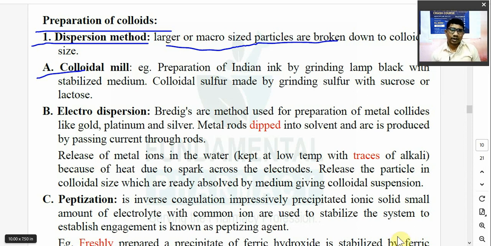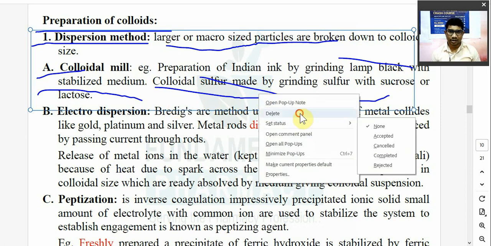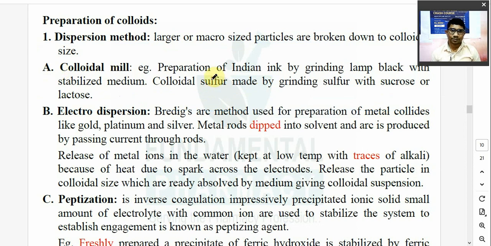By using the colloidal mill, Indian ink is prepared by grinding lamp black with a stabilizing medium, a surface-active stabilizing medium. Colloidal sulfur is made by grinding sulfur with sucrose or lactose. What is made by the colloidal mill? A colloidal dispersion of Indian ink, and also colloidal sulfur by grinding sulfur with sucrose.